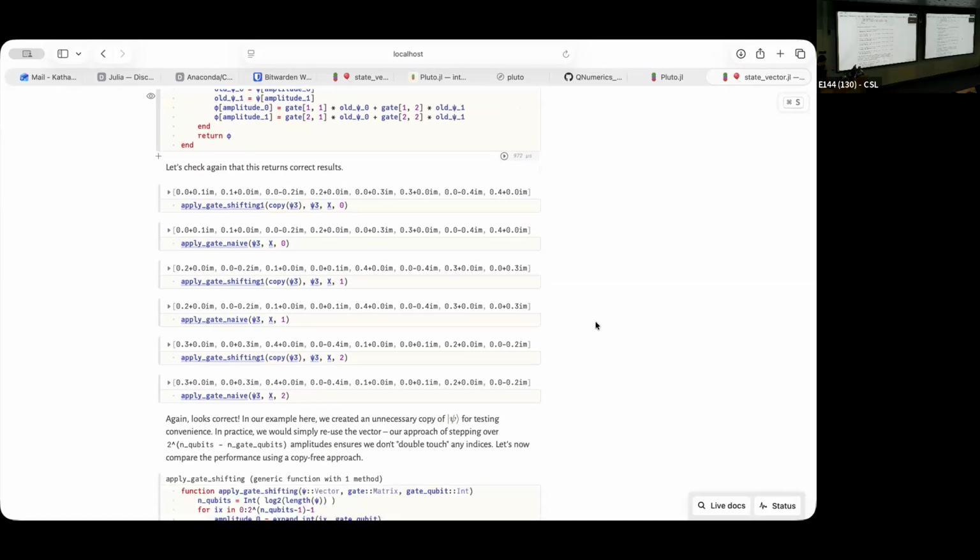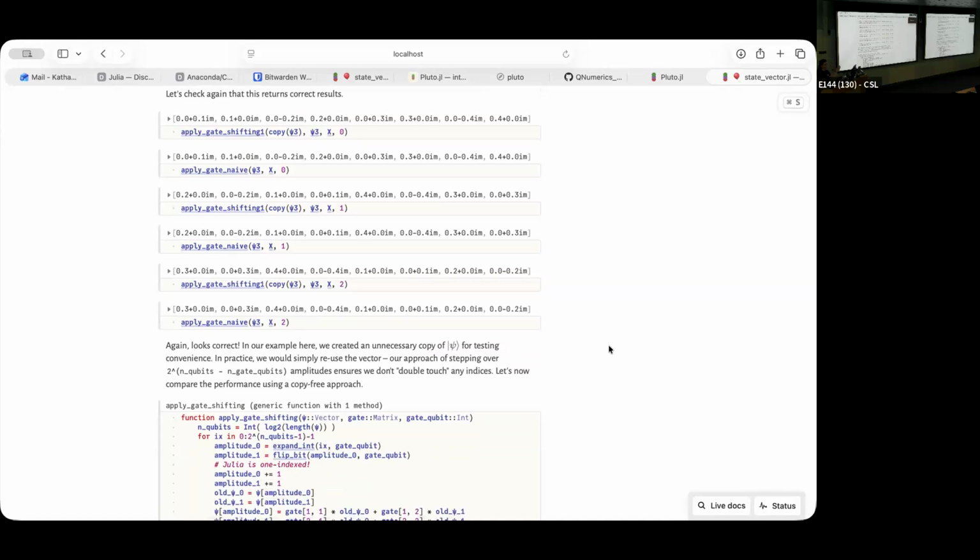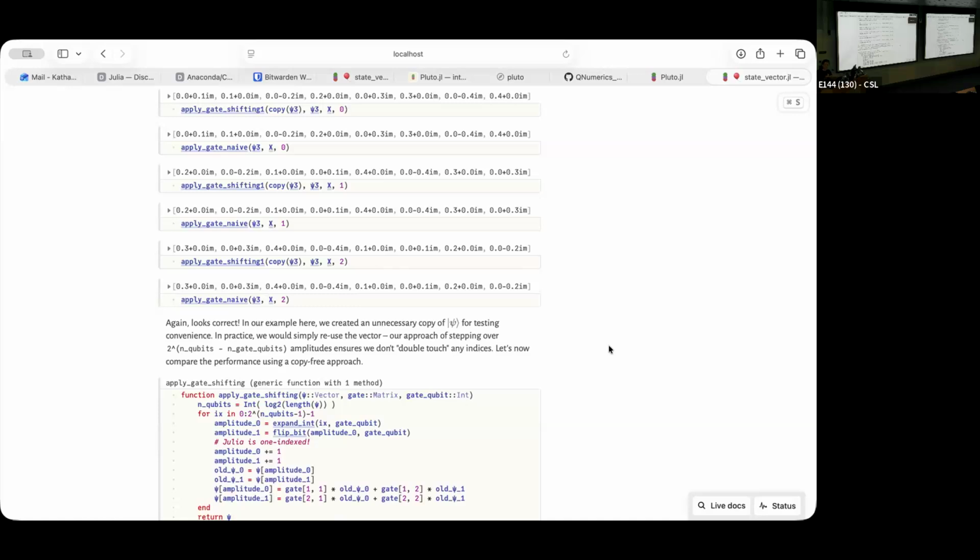Okay. So here I had some quick examples, just testing that this works correctly compared with the naive function. This is the other advantage of having the naive function: it's kind of dumb, but it lets you check quickly whether the answer you got actually makes any sense. And here I just created an unnecessary copy of the output state for the convenience of testing, but in fact you need not do this. You can do everything completely in place in a safe way. And it means that you don't double touch any indices and apply any gate elements twice.